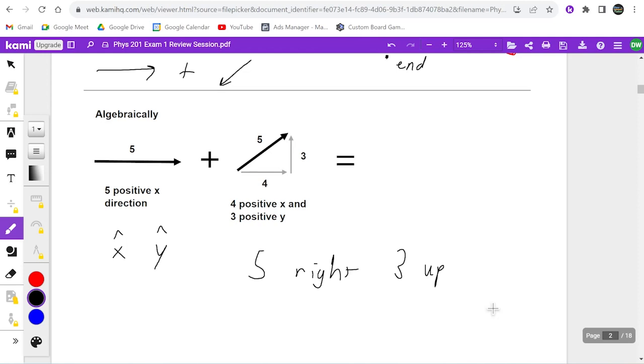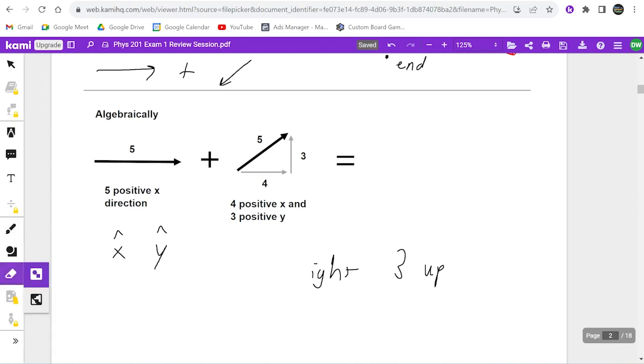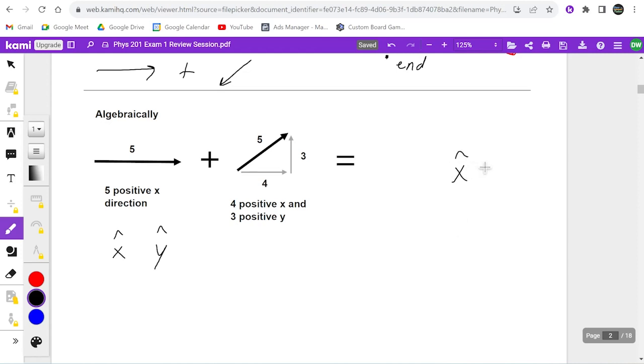Don't know? I would do, like, x equals 5 and y equals 3. Okay, I got you. So here's what I'm going to do today, because this is the notation I use. And since at least you saw it in the lab, I can explain it. X hat means right. Negative x hat means left. Y hat means up. And negative y hat means down.